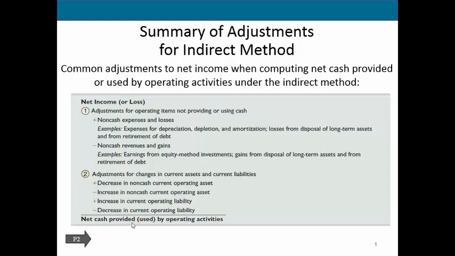Then we need to make adjustments for any changes in our current assets or current liabilities. So you will add a decrease in your non-cash current operating assets, subtract an increase in your non-cash current operating assets, add an increase in your current operating liabilities, or subtract a decrease in those current operating liabilities.